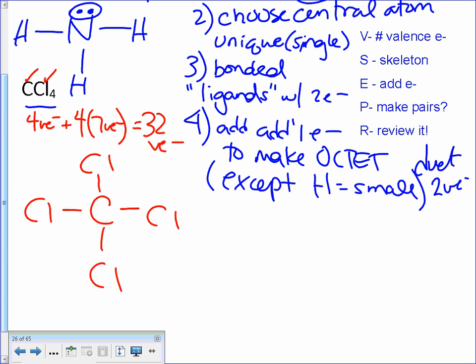Okay, so we're going to add, how many valence electrons have we used thus far? 8. 2, 4, 6, 8. So who's already happy? Carbon. Carbon is the only one that has 8 electrons. Each chlorine is considered separately. That chlorine here, how many electrons does it have shared with it? Just 2. It's not happy until it's got 8. So how do I draw 8 on it?